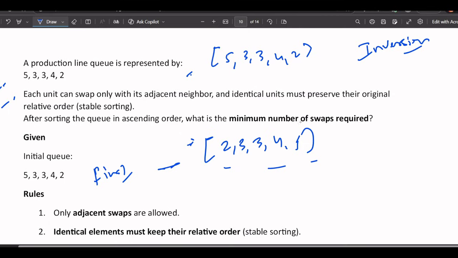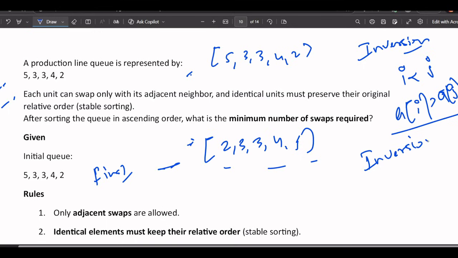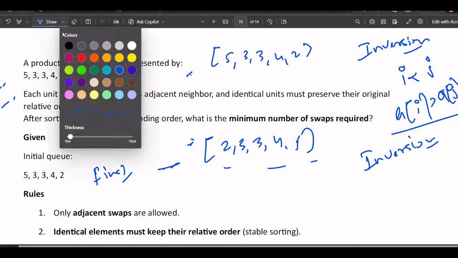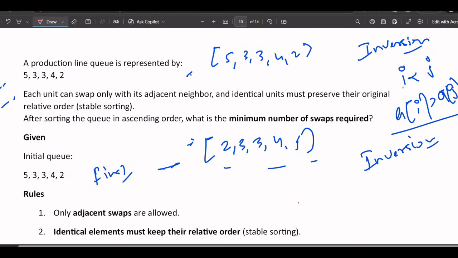Basically, an inversion is related to the indexes. If i is less than j and a of i is greater than a of j, then we call it an inversion. Please try to understand this deeply. Take the indexes 0 1 2 3 and 4. Suppose 5 is here and 2 is here. So i is less than j because the index is 0 and the index is 4, so 0 is less than 4. This condition is true. And a of i is greater than a of j, that means 5 is greater than 2.